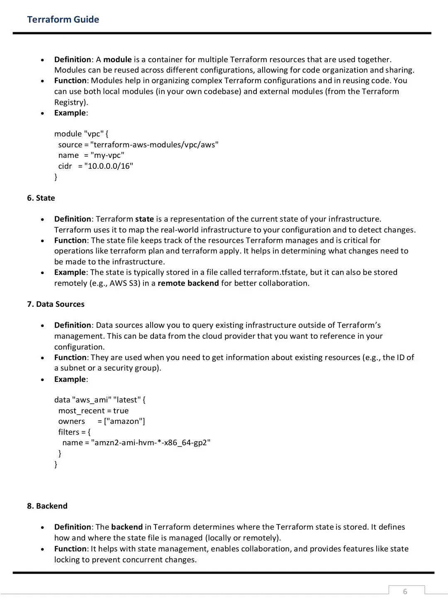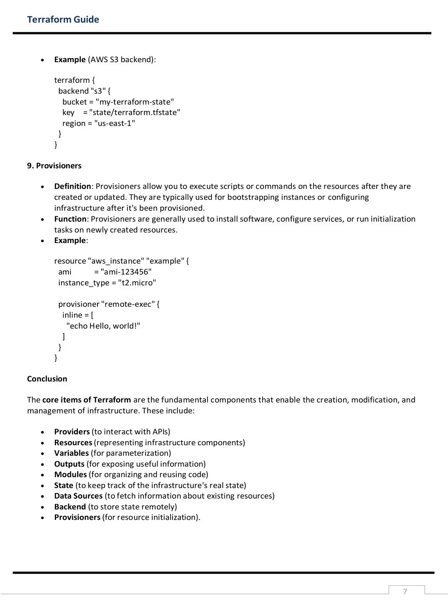8. Backend. Definition: The backend in Terraform determines where the Terraform state is stored. It defines how and where the state file is managed, locally or remotely. Function: It helps with state management, enables collaboration, and provides features like state locking to prevent concurrent changes. Example: terraform backend.